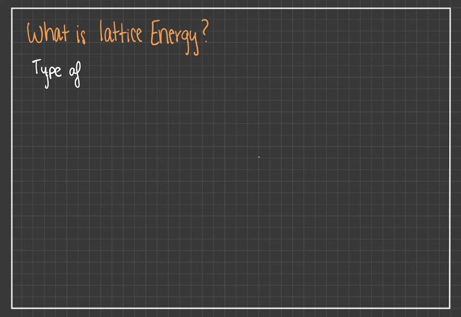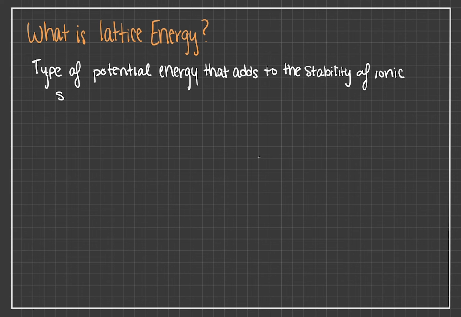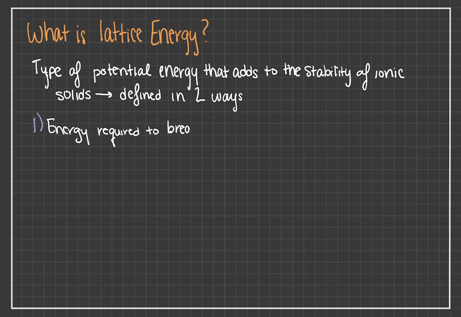So first question is, what is lattice energy? Lattice energy is a type of potential energy that adds to the stability of ionic solids, and it can be described in two separate ways. It can either be the energy required to break apart an ionic solid and convert the atoms in the compound to their gaseous states. So if we're going according to this definition, our lattice energy value will always be positive.